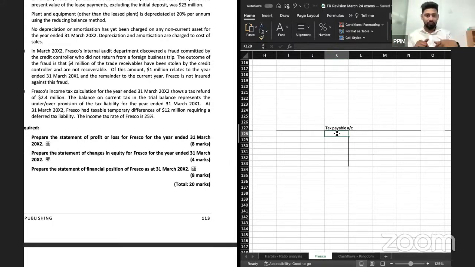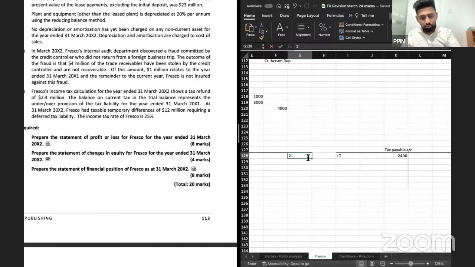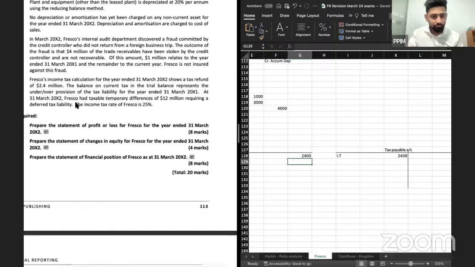Now I'm going to reverse it. So now what I'm going to do, I'm going to debit my tax payable account, saying income tax. And then I'm going to credit this, saying tax payable 2,400. Everybody, you with me? Did you understand?